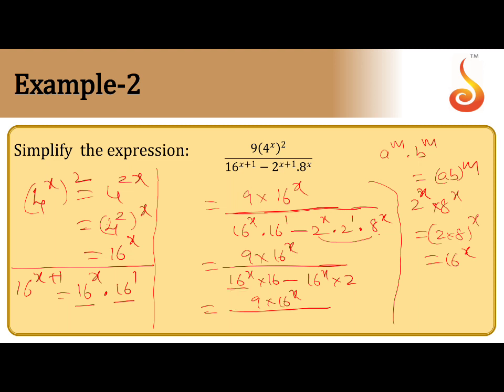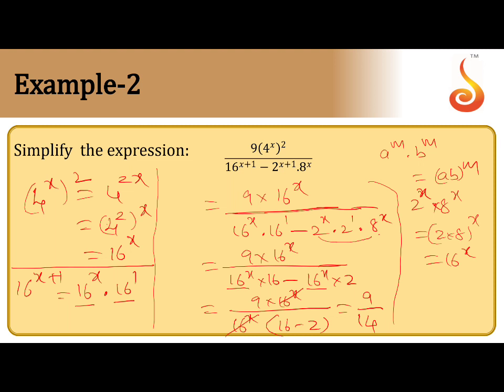In the denominator, you can take 16 power x common. The left out part is 16 minus 2. Now can you cancel 16 power x? Yes, 16 power x from the numerator and denominator you can cancel out. The remaining answer is 9 in the numerator, divided by 16 minus 2, which is 14. That is the answer for this one.